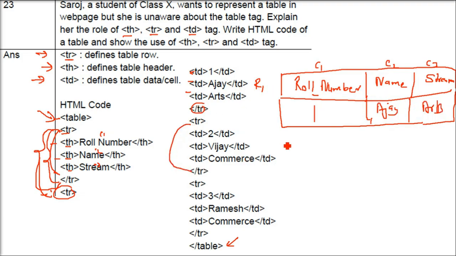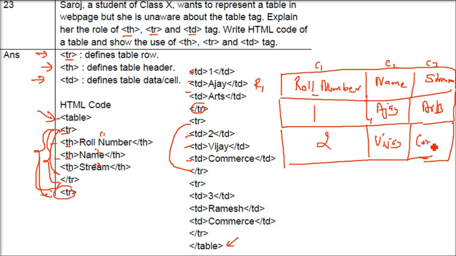And now coming to this tr, that means the third row we are talking about. First row was not the content, it was just header. Now we have three contents or 3 data, 3 records. So now td, td, td, that means three columns we have, 3 cells we have in this row. 2, Vijay, and then commerce will be here. Commerce. Now this is also done.